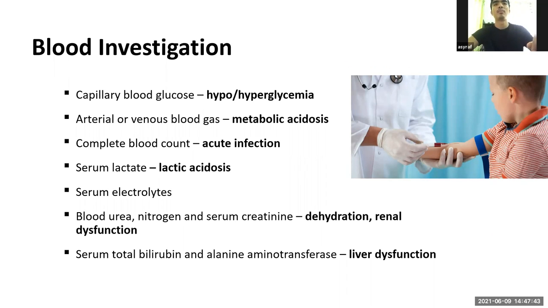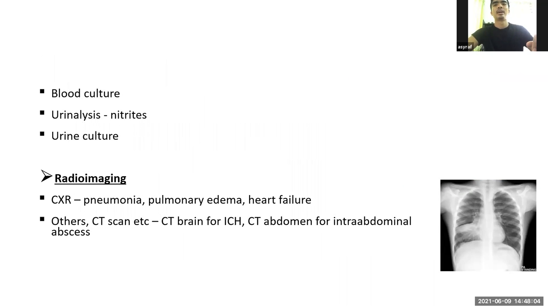And then the complete blood count for the sepsis criteria, and then assess the serum lactate and electrolytes. Because it can involve multiple organs, you have to do a renal function test, or look for urea and creatinine. And also for the liver, you have to do a liver function test. And because this is sepsis, you have to do cultures. You have to do a blood culture, ideally before giving antibiotics.